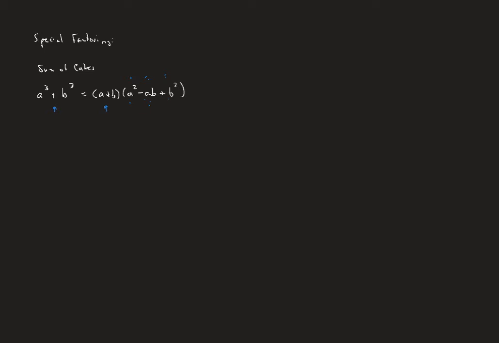Now let's just convince ourselves this really is the right factorization. So I'm going to distribute that and try to see if we don't get a cubed plus b cubed. So a times a squared is a cubed. A times negative ab is a negative a squared b. And a times b squared is a plus ab squared. Now I'm going to come back with the b, and the b times a squared is an a squared b. The b times negative ab is a negative ab squared, and the b times the b squared is a plus b cubed.